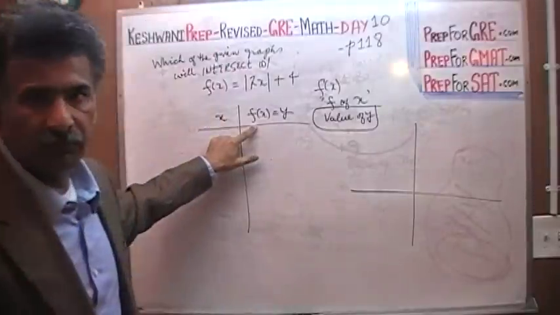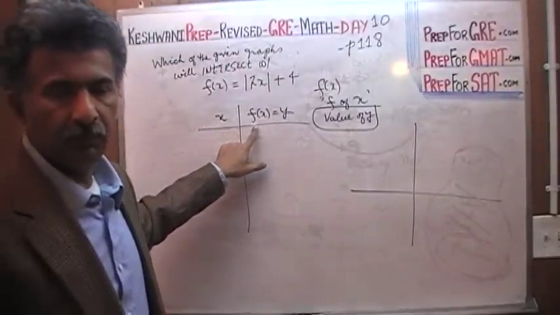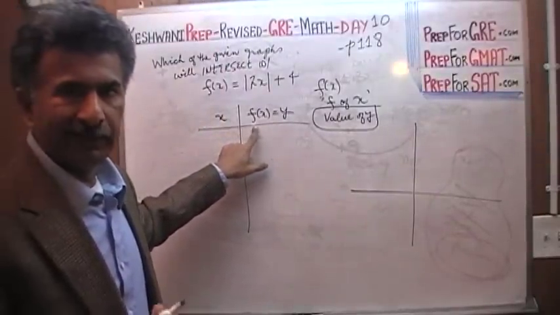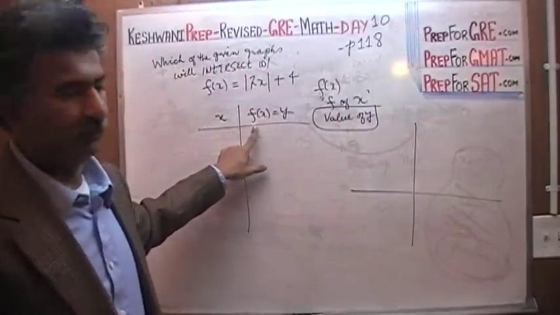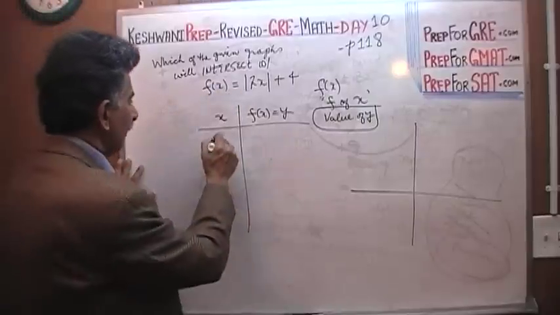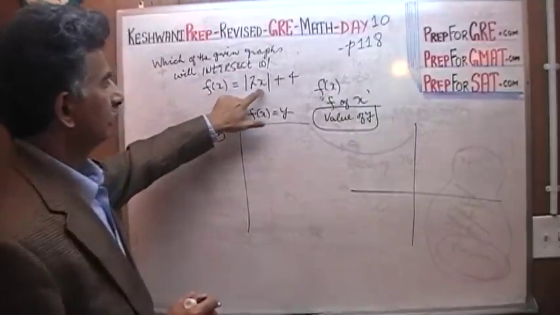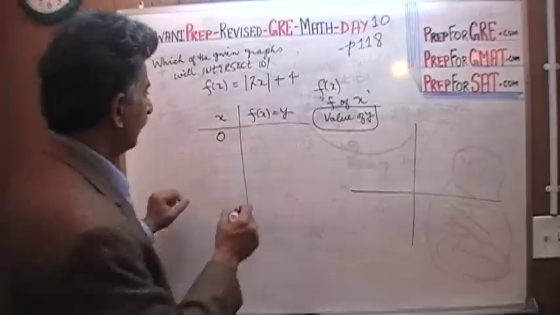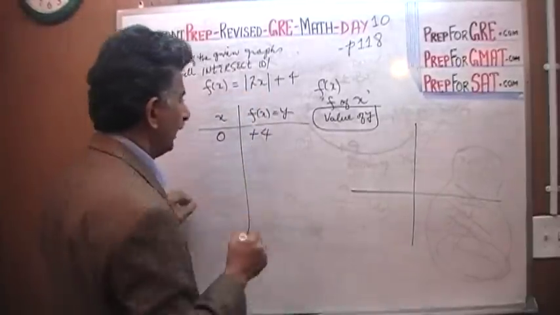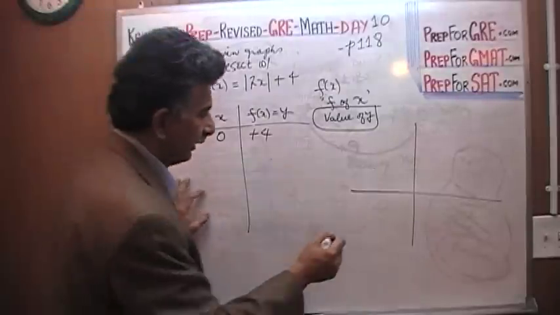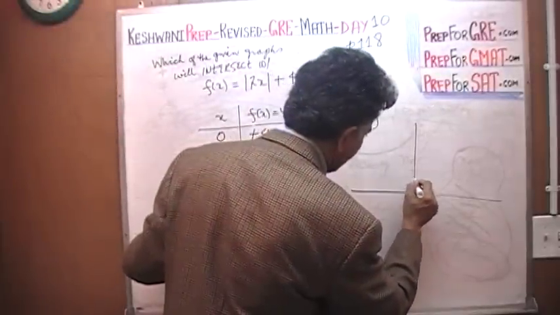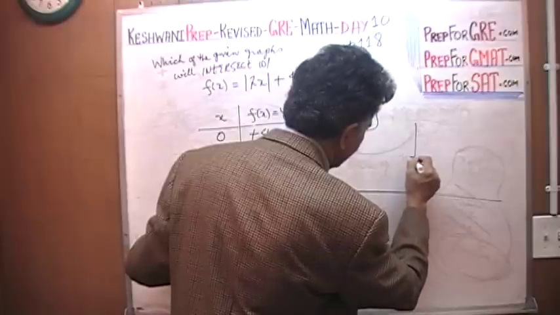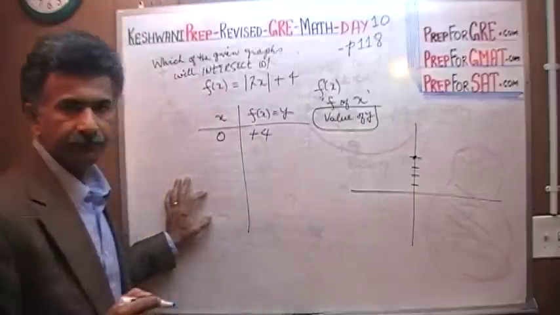When someone says f of x, they are asking you what is the value of y when x assumes a certain value. For example, here in this case, when x is 0, 2 times 0 is 0 plus 4, so y is positive 4, which tells us that when x is 0, y is positive 4. 1, 2, 3, 4. So the story begins from here.